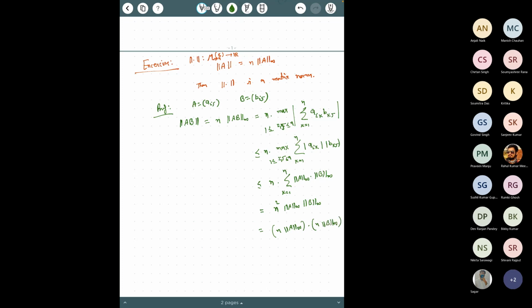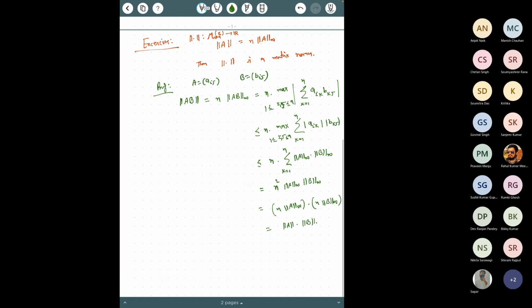So the first quantity here, the first term, is nothing but this one, and this is this one. So clearly this function is satisfying submultiplicativity, and therefore it becomes a matrix norm. Okay, so you can see that the function itself, the infinity norm itself, is not a matrix norm, but with a slight modification, you can make it a matrix norm.